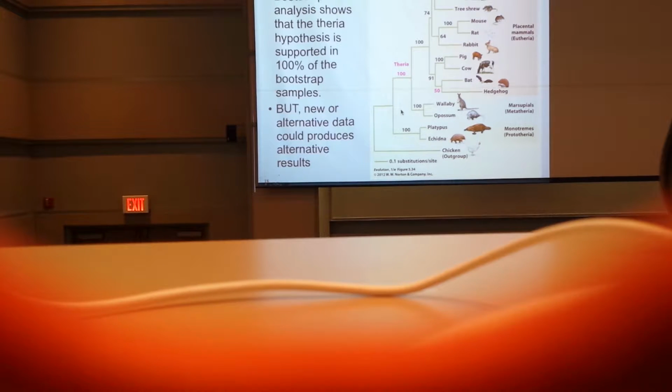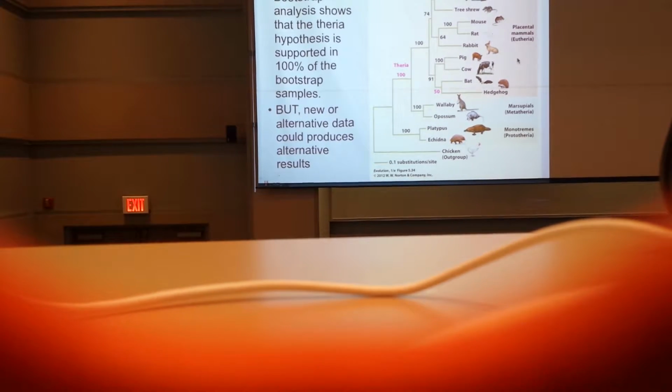So, given data like this, there probably won't be a lot of graduate students out there trying to retest this hypothesis, right? Whether the placentals are sister to the marsupials versus the monotremes. Yet, there probably are grad students out there trying to figure out how the bats and the hedgehogs are related to each other, and how they're related to the pig and the cow. At least we hope so.